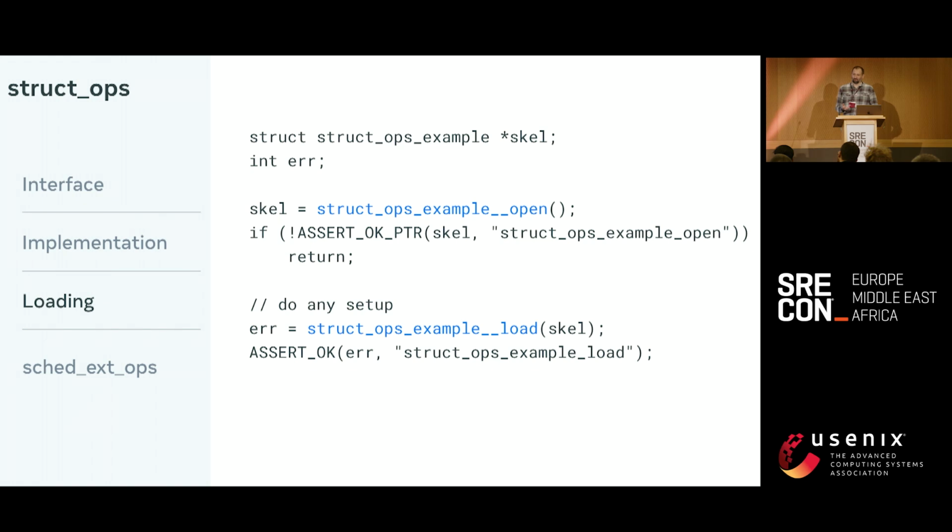So how do we take our BPF program or struct ops program and load it into the kernel? libbpf generates some nice skeletons for us to handle this. So you could load your skeleton with struct ops example open, and then do any setup, and then load it into the kernel using struct ops example load.